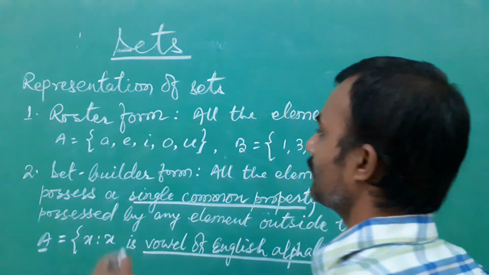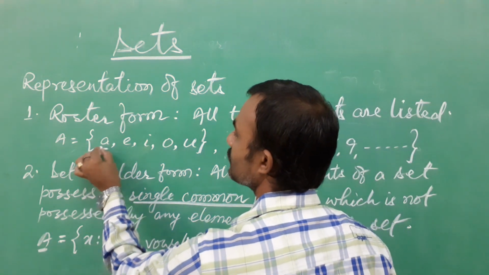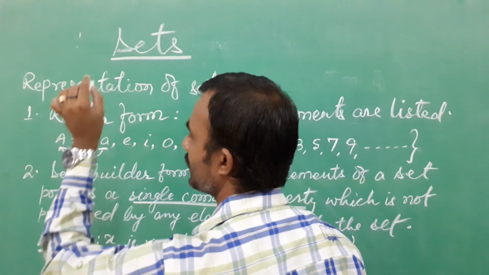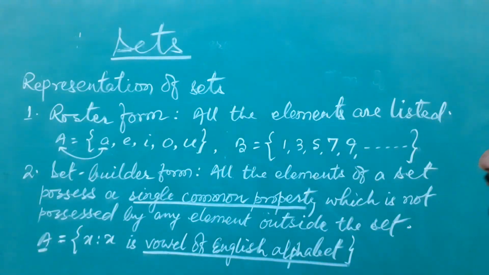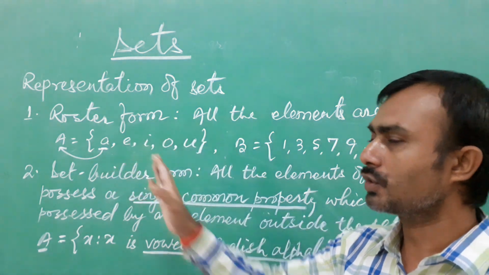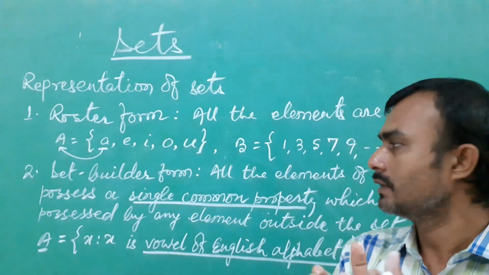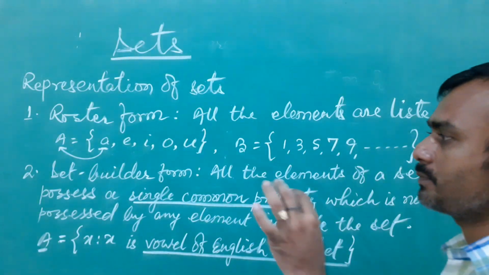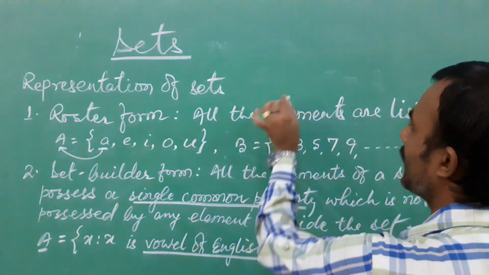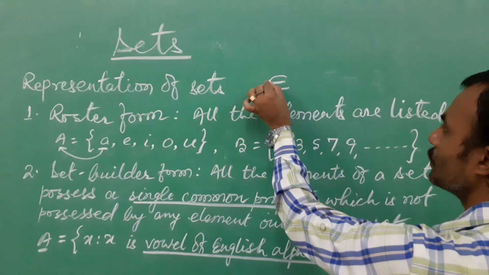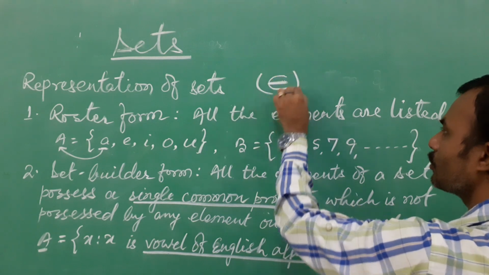Now, here this small a is a member of set A. One member. Second member is E. So this member or element is represented with a symbol, and that symbol is belongs to. This is the symbol for belongs to.